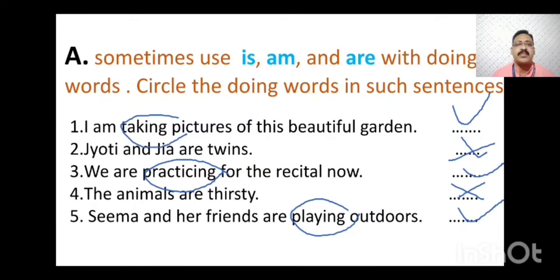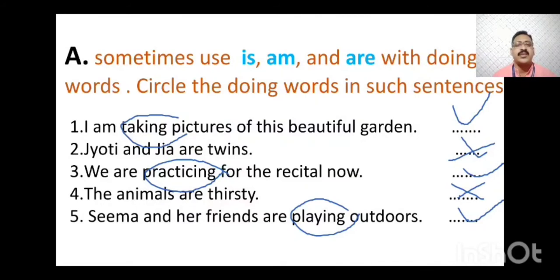Now exercise, sometimes use is, am and are with doing word. Circle the doing word in such sentences. Means here you have to see where the doing word is correctly used. I am talking, actually I am taking pictures of this beautiful garden. This sentence is correct because am is the helping verb, along with helping verb this taking pictures means taking photographs. Ing is added, so the sentence is correct.